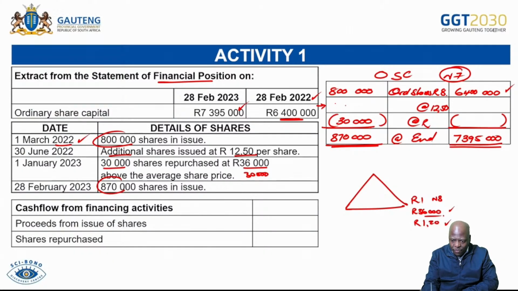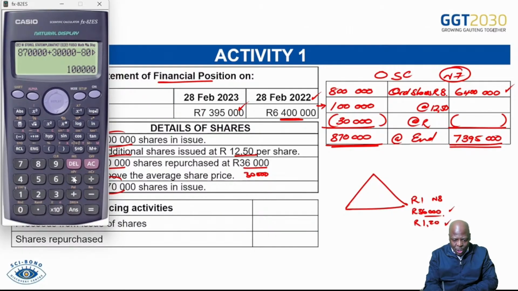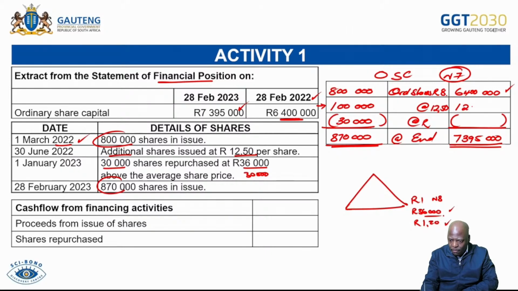It means here we have issued 100,000 shares. And those 100,000 shares, we issued them at 12 rand 50. So it is 100,000 shares that have been issued at 12 rand 50. That will give us 1,250,000. So I come here, it becomes 1,250,000 there. So when I come in, I'll say proceeds from shares issued.